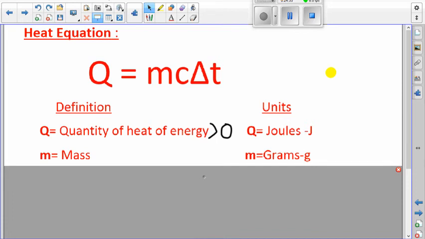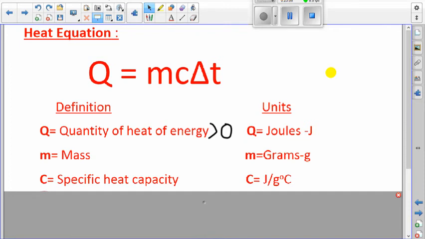M, a familiar friend, stands for mass. It's going to be in grams. C is that new one. That is specific heat capacity. That's got the goofy units, the joules per gram degrees Celsius.